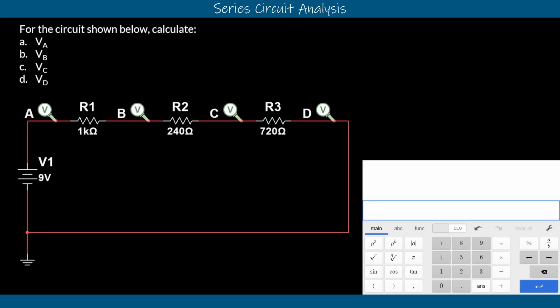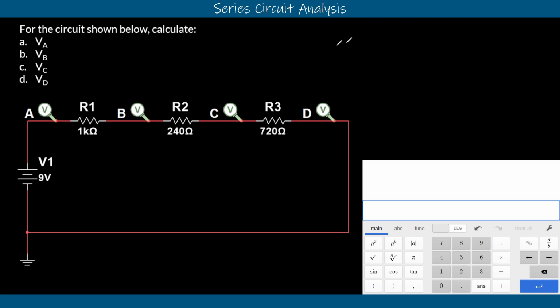Hello and welcome. In this example, we're going to look at the difference between voltage drop and voltage to ground and how we can use our voltage divider equation to get both of those for us. So first thing we need to look at is what they're asking us for, and they want us to know what VA, VB, VC, and VD are.